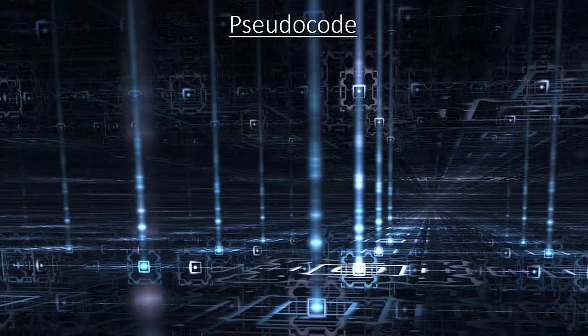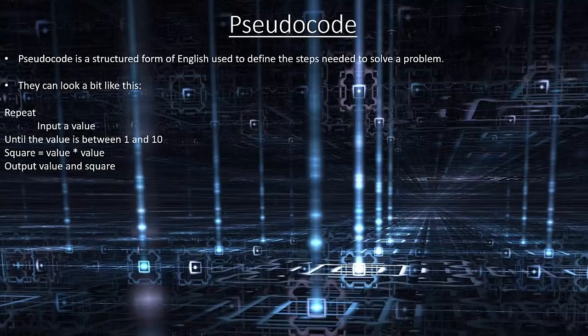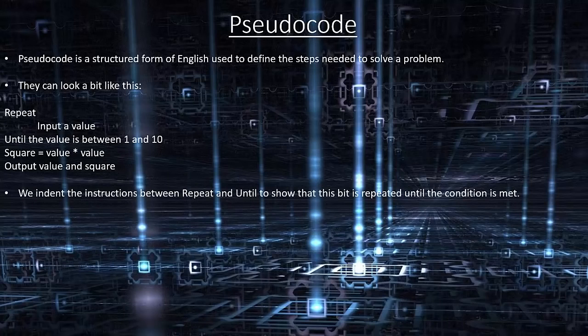Pseudocode. Pseudocode is a structured form of English used to define the steps needed to solve a problem. They can look a bit like this. We indent the instructions between repeat and until to show that this bit is repeated until the condition is met.